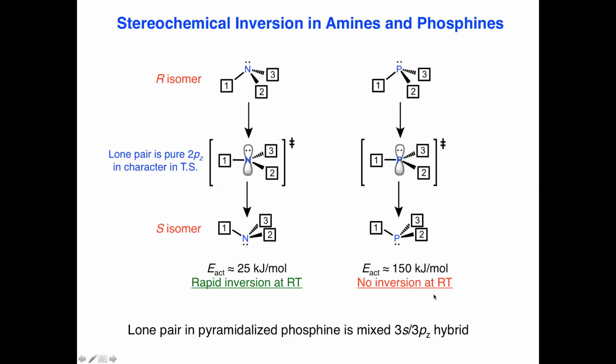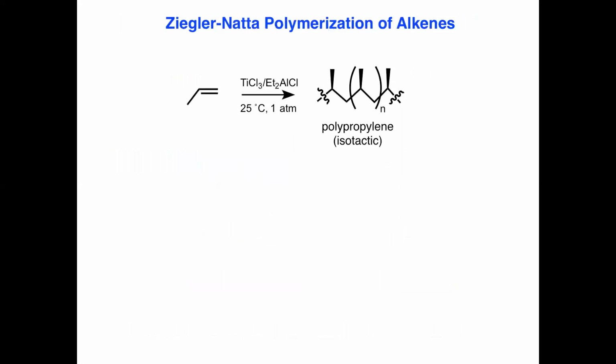You would have to go to very, very high temperatures to be able to get over an activation barrier like that. And so if you can synthesize either the R or the S isomer of a phosphine, and it's just sitting around room temperature, they are not going to interconvert between one another. So I think that's a nice example of thinking about chirality in some non-carbon atoms and seeing how that can be really used for some important applications in chemistry.